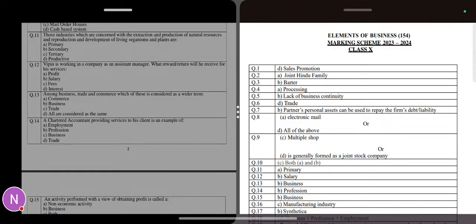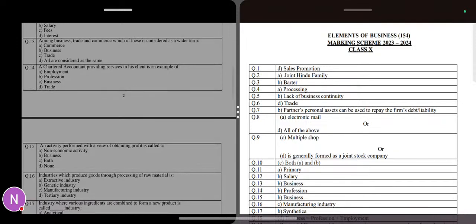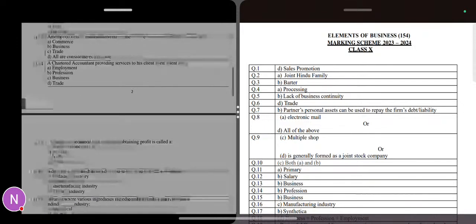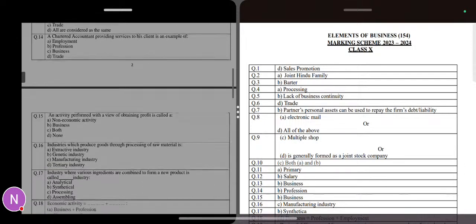Next, a chartered accountant providing service to his client is an example of employment, profession, business, or trade. So it is an example of option B, that is profession. Next, 15th question. An activity performed with a view of obtaining profit is called as non-economic activity, both, business, or none. So it is known as option B, business.